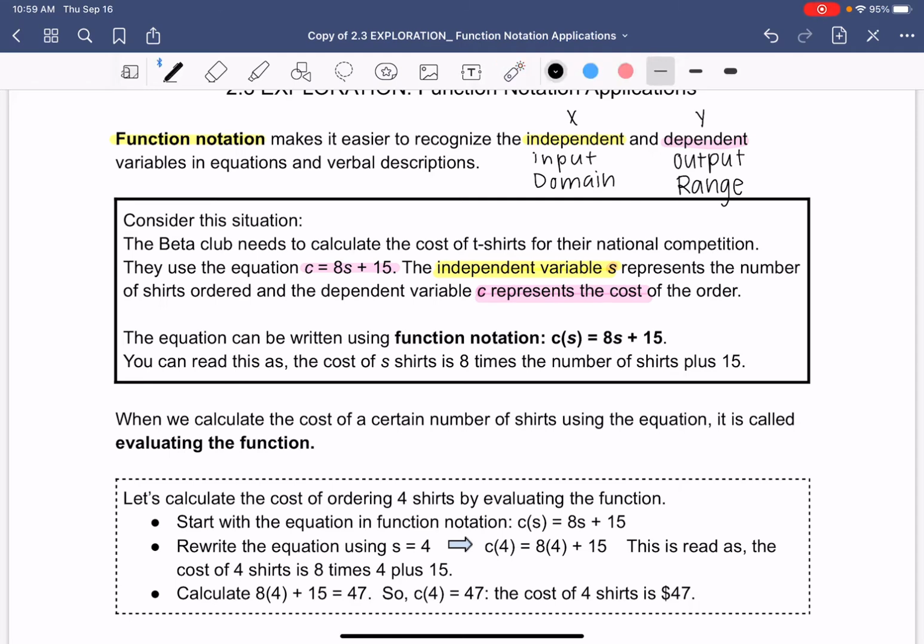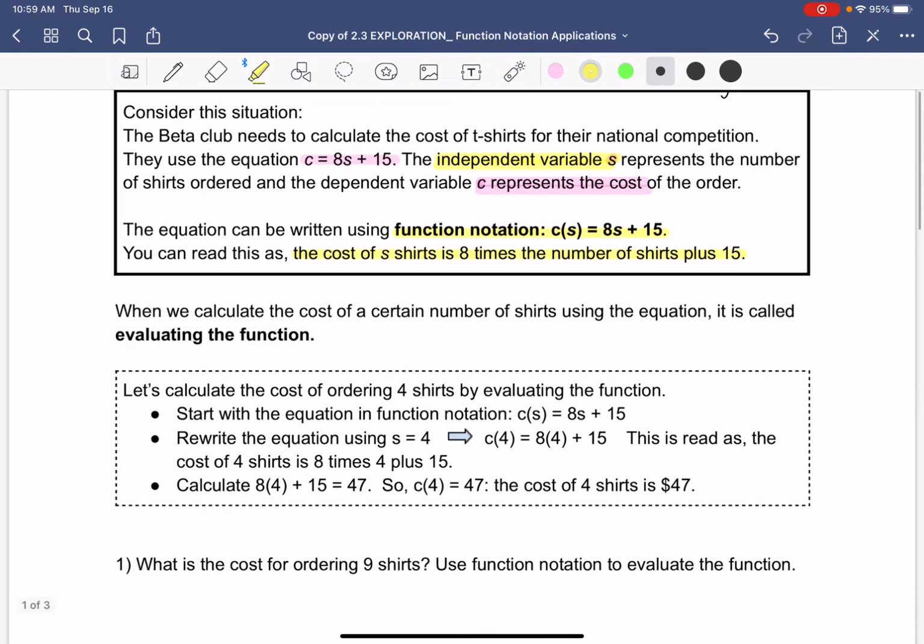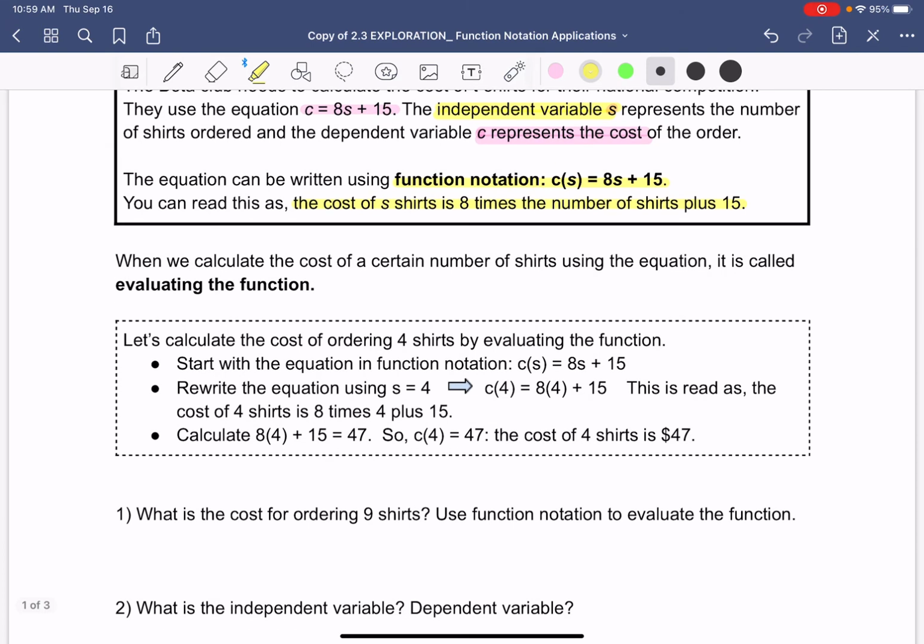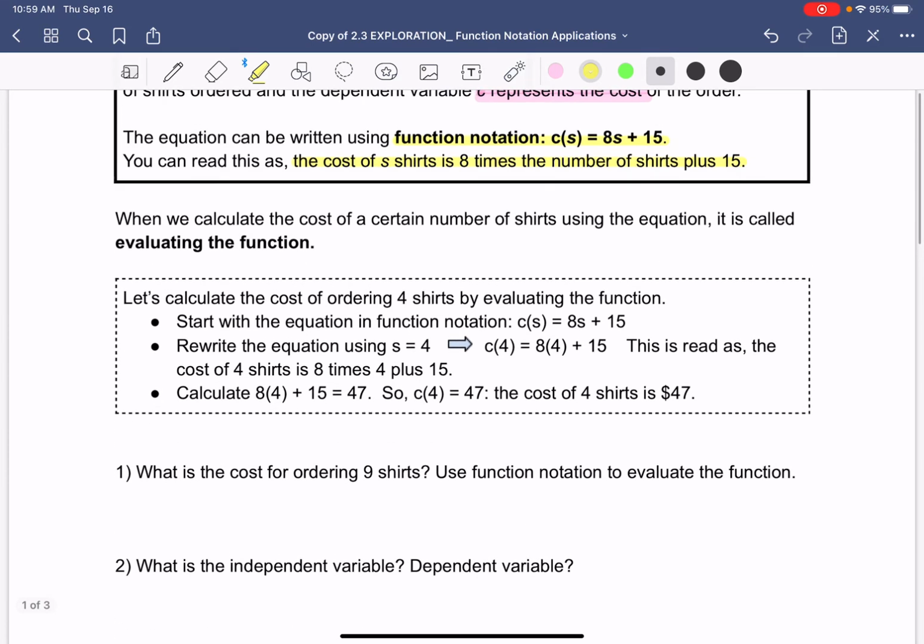Okay, so because C equals 8S plus 15 is our equation, we can write that equation in function notation with the cost of shirts, C of S, equals 8S plus 15. And again, this can be read as the cost of shirts, S, is 8 times the number of shirts plus 15. When we calculate the cost of a certain number of shirts using the equation, it's called evaluating the function. So we're going to evaluate this function.